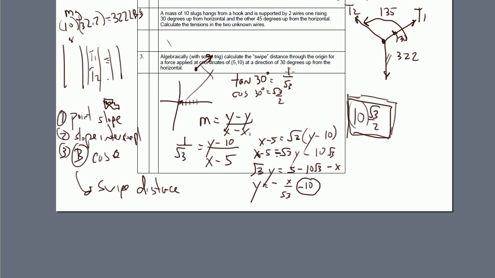In the end, you could also have realized you could have done r cross f, assuming the magnitude of the vector is 1, and gone from there. So what I got here is a swipe distance of 10 times the square root of 3 over 2, which is basically 5 times the square root of 3 for that offset distance. Now, I'm going to check that, but for now, that's the first 3 problems, and I'll grade it out accordingly.